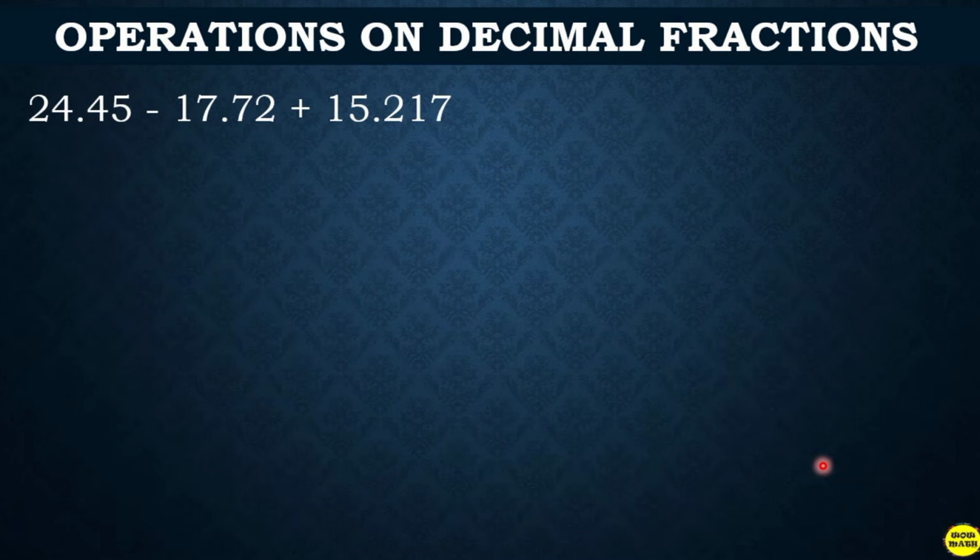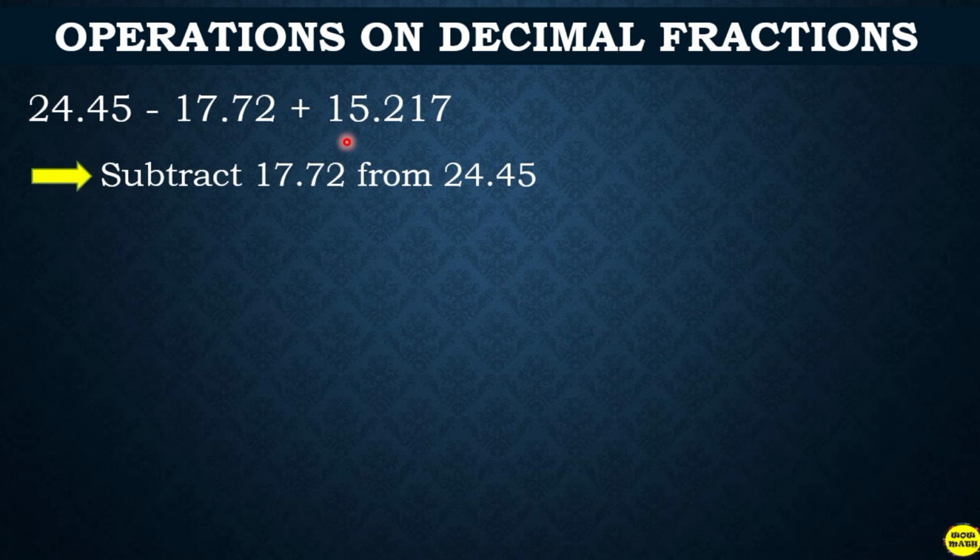Okay, let's have this one. So, I have here 24.45 minus 17.72 plus 15.217. So, anong gagawin natin dito? So, magsusubtract muna tayo and then the difference will be added to 15.217. So, anong first step? Subtract 17.72 from 24.45. Okay. So, ibabawas natin si 17.72 kay 24.45. So, ito yon. Make sure to align your decimal point. Okay. So, let us subtract.